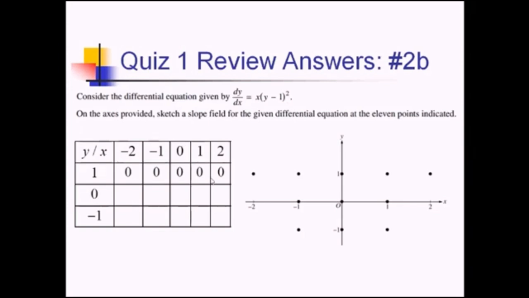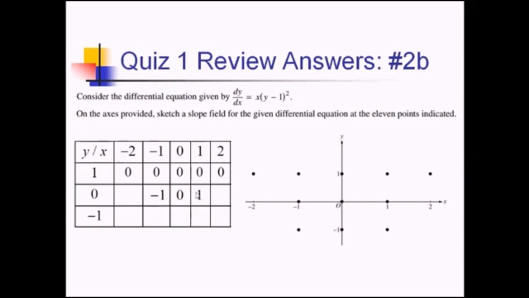If y is 0, then we end up with 0 minus 1. If we square that, that's just 1. So really, that's just going to give us whatever the x value is. So if the x value is negative 1, then negative 1 is our output. 0 gives us 0, 1 gives us 1.